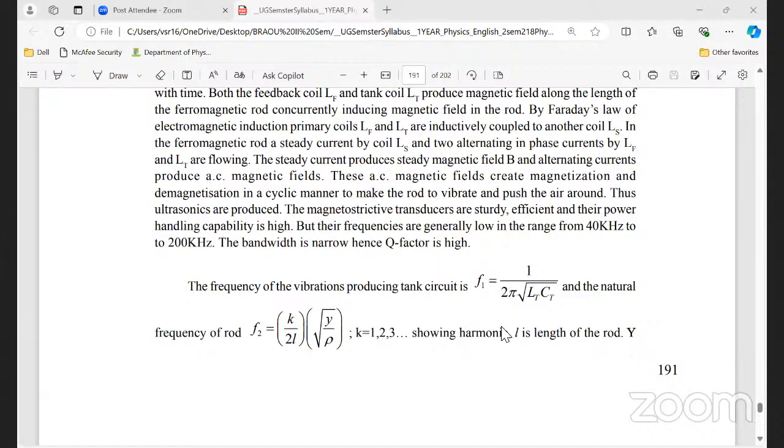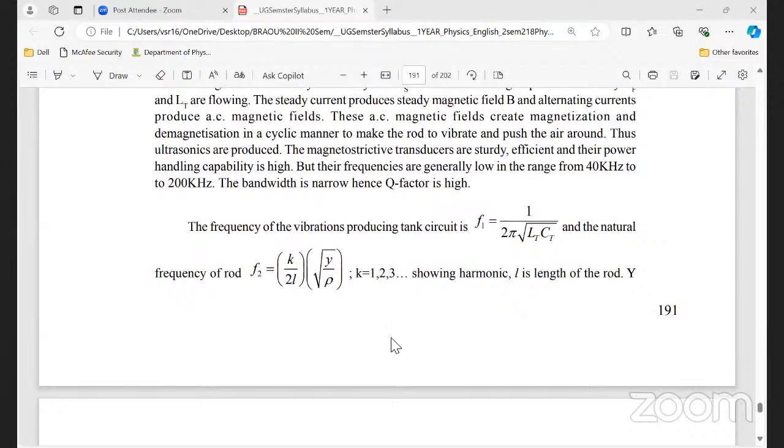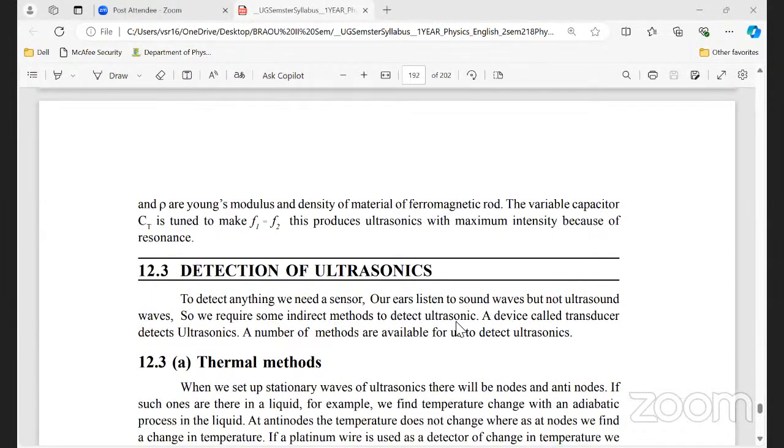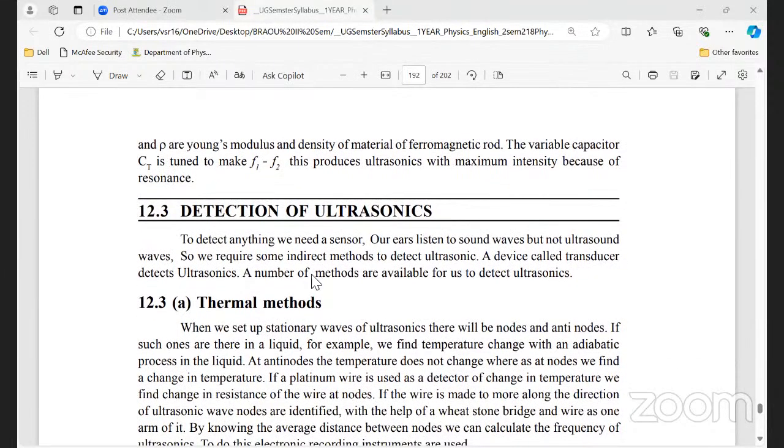1/f equals 1/2π under root LC, and the natural frequency of the rod. Okay, that is not 1/2l here, it is k/2l into square root of Y by rho. Okay, formula. So by applying this, you can easily find out. So what are the detection of ultrasonics?